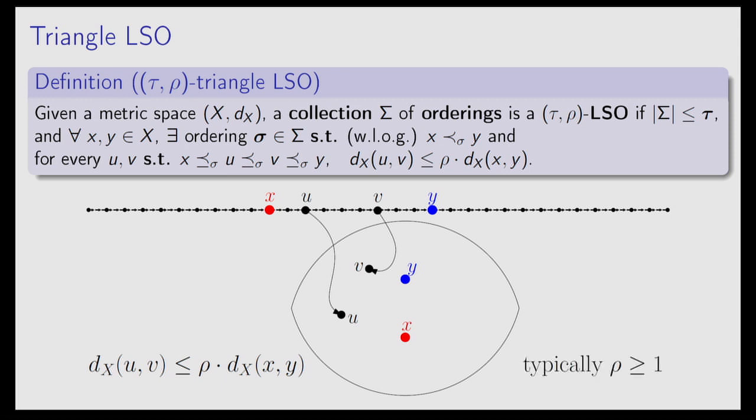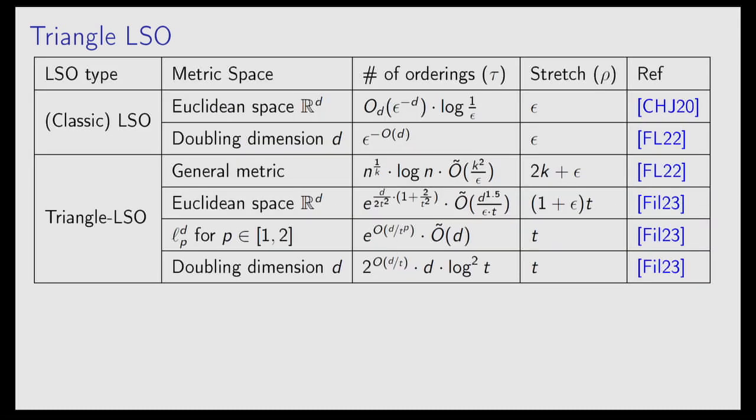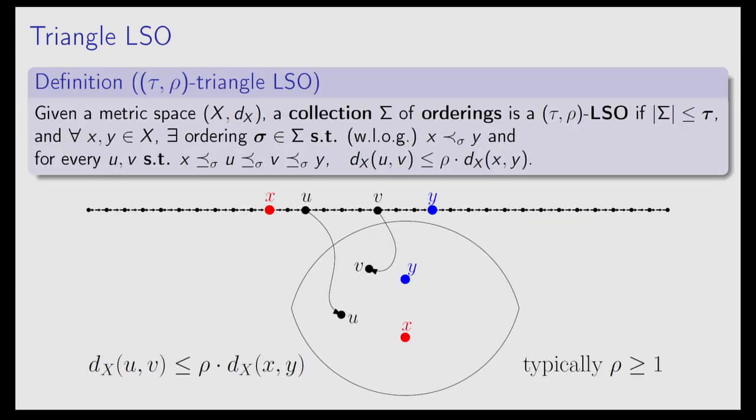Typically here, this parameter rho should be large, or at least larger than 1. With 1 you cannot achieve much. And we get some results. For example, for a general metric space, you get the usual trade-off of k and n to the 1 over k. So you can get n to the 1 over k orderings, so that for every pair of points, all the points between them will be at a distance at most 2 to the k times the distance between x and y.